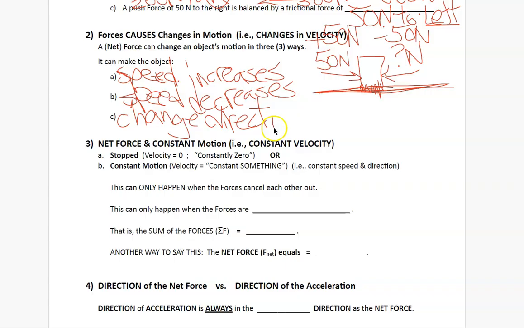And you can think of these three ways that acceleration can happen, these three ways that velocity can change, as what happens when you drive a car. Speed increases, this is your gas pedal. Speed decreases, this is your brake. And change direction, that's your steering wheel.